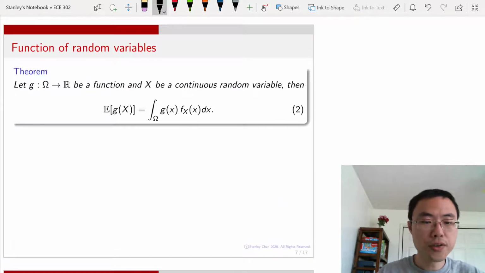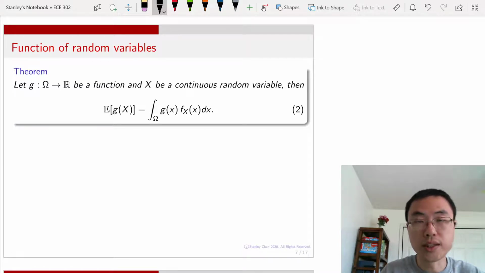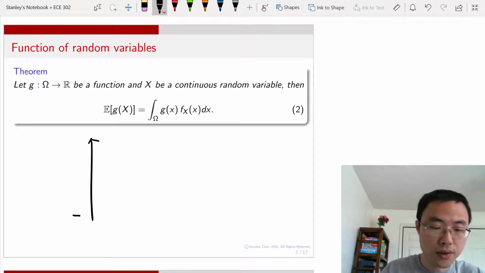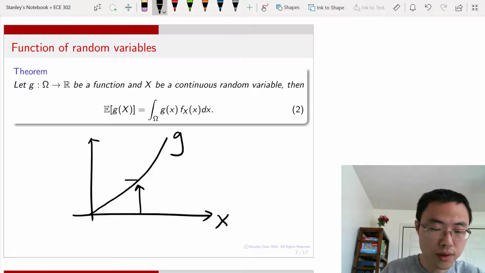Now, if you have a function g, and then you apply this function to x, then how do we calculate the expectation? It turns out that the expectation of g(x) is just the integration of g(x) times fx dx. Now, why is it the case? You can think of that there is a function g, and then you have a random variable x. After this transformation, you will go to this g(x) over here.